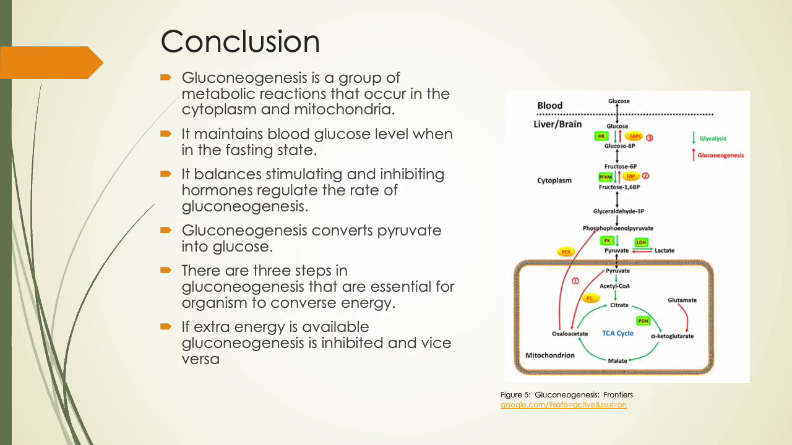Gluconeogenesis is a group of metabolic reactions that occur in the cytoplasm and mitochondria. It maintains blood glucose levels in the fasting state. Like glycolysis, but reversed, it balances stimulating and inhibiting hormones, regulating the rate of gluconeogenesis. Gluconeogenesis converts pyruvate into glucose. There are 3 steps in gluconeogenesis. These are essential for organisms to conserve energy. If extra energy is available, gluconeogenesis is inhibited, and vice versa.